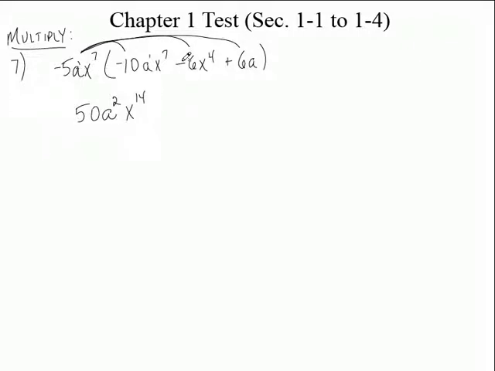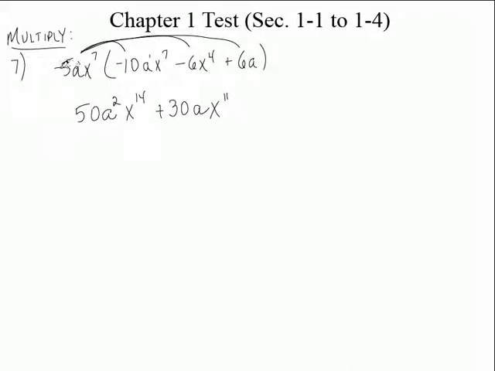Now we take this times the second one. Again, it's negative 5 times negative 6, which is positive 30. Since it comes out positive, we put a plus. There's the 30. Then we do the a's. I've got an a here. Don't have any a's here, so it's just a. X to the 7th, x to the 4th, that's x to the 11th. Remember, we're adding the exponents. It's a multiplication problem, but the rule is that you add the exponents together.